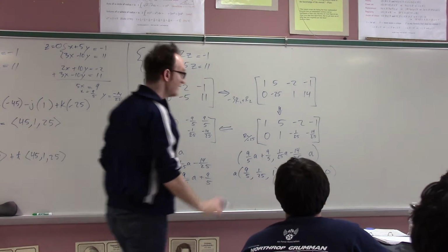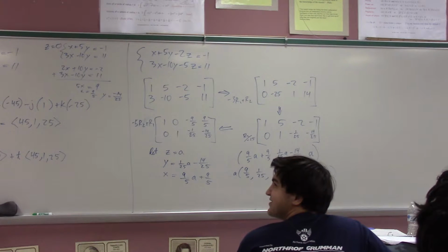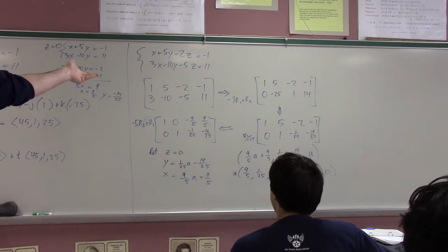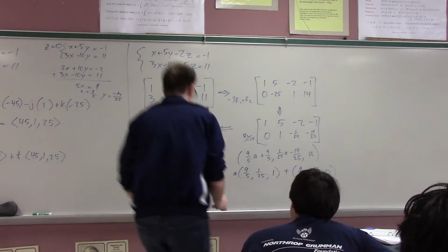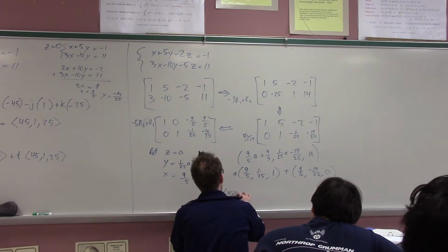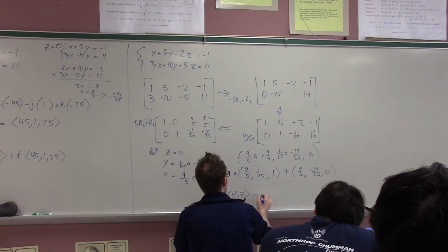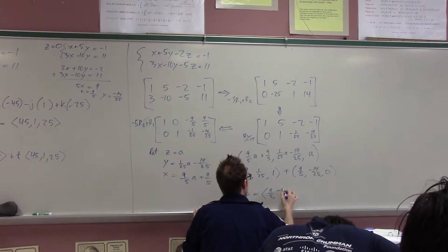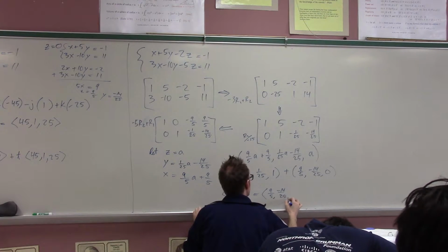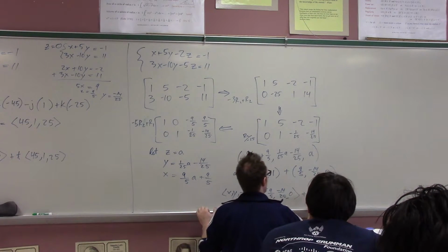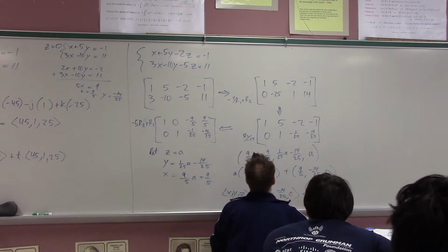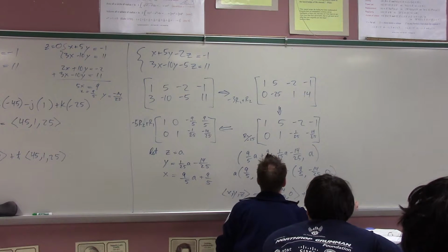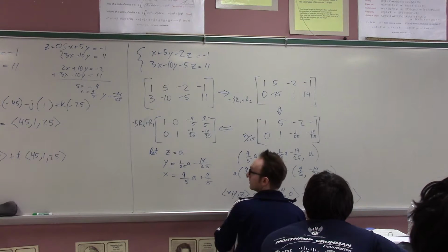Cool. So what is this? This is just a vector equation of the line, right? This is really just saying, this is the line x, y, z, where I have a point (9/5, negative 14/25, 0), plus a t, it really doesn't matter, times (9/5, 1/25, 1). So, everything that you ever want to know about the line.